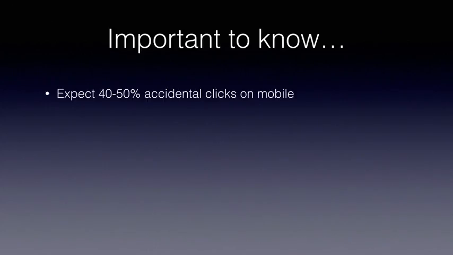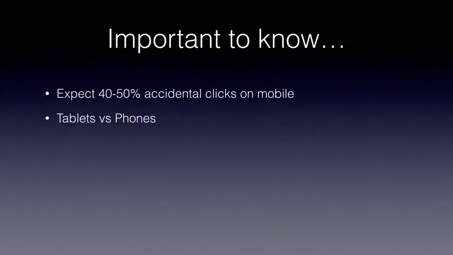Okay, important stuff. You can expect, realistically, I'd say 40 to 50% accidental clicks on mobile. So if you get 1,000 clicks or 10,000 clicks, about 40 to 50% of those will probably be accidental. You can target mobile, but you're just not going to target it 100% because of those accidental clicks. Somebody's playing a game, they slip a finger, and all of a sudden they hit your ad and it takes them to your site. So just know that.